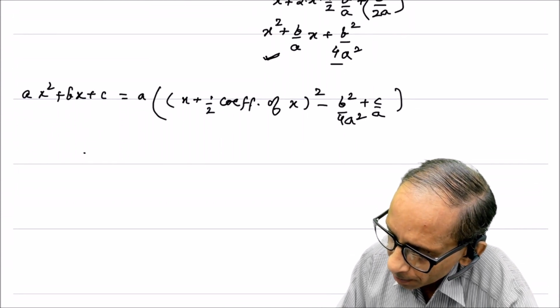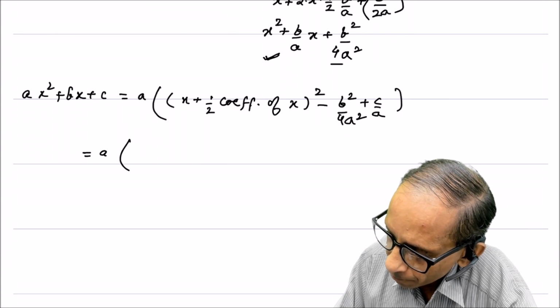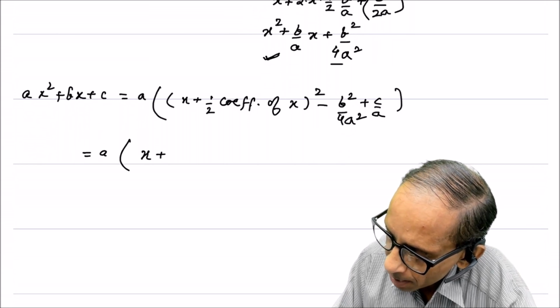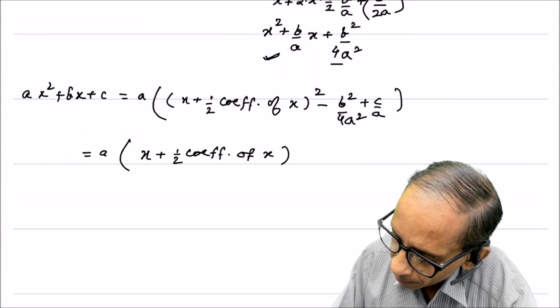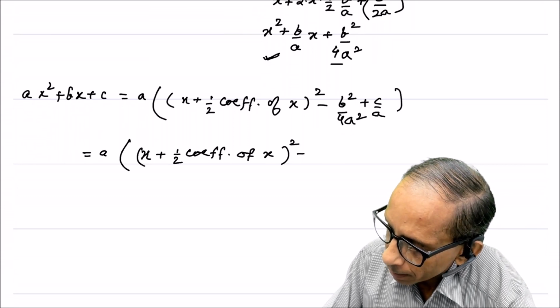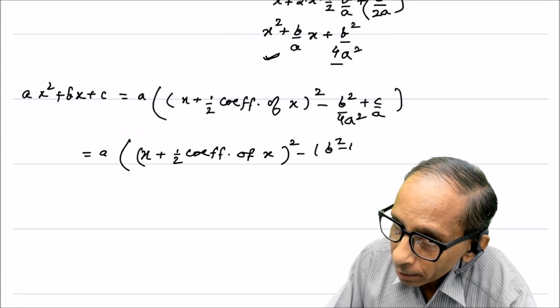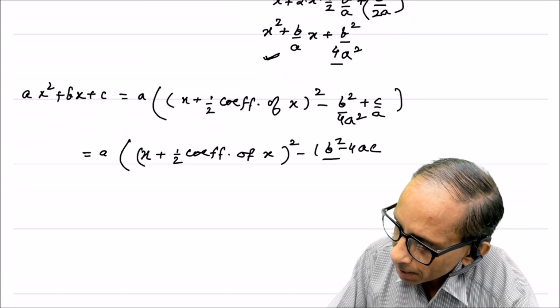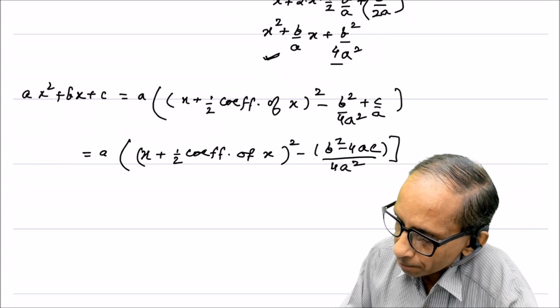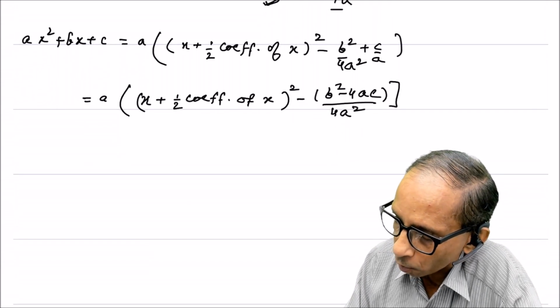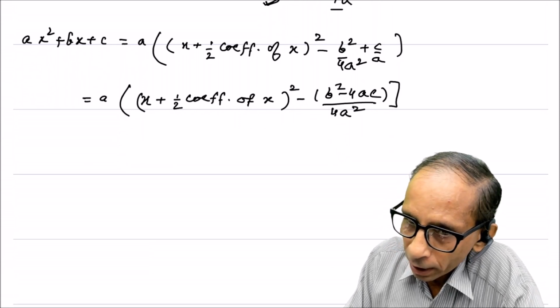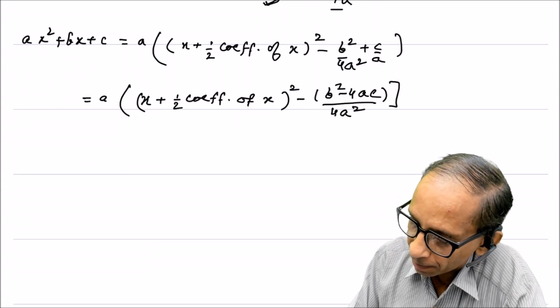This gives us a times x plus half of coefficient of x, the whole square, minus b square minus 4ac by 4a square, the brackets close. This is one more method that we'll be using for factorizing the quadratic in case we are not able to accomplish it fast by the first method.